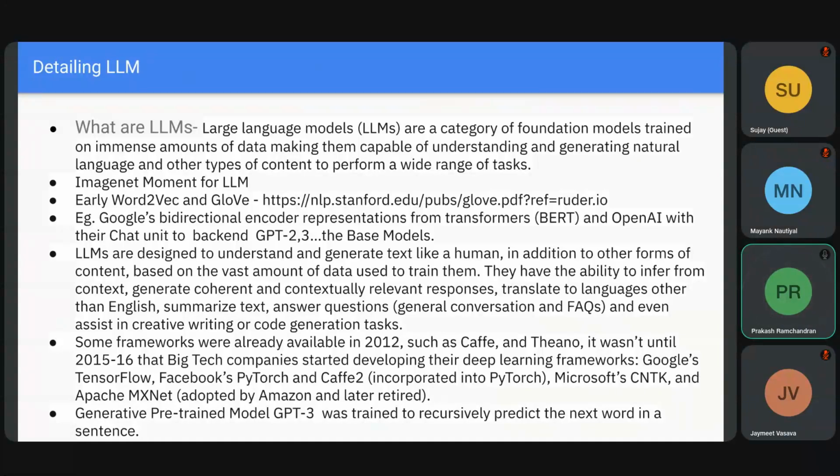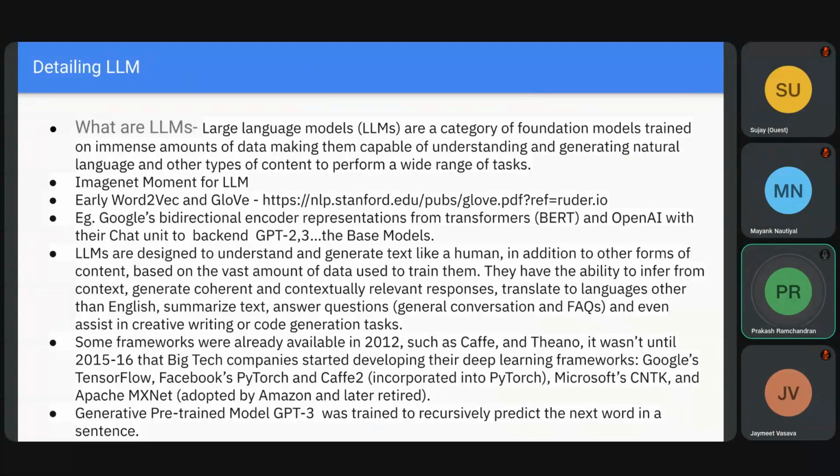When we started early, around 2012, Caffe and Theano were the real initial frameworks. But later on, big data and a lot of data started coming in. So Google started TensorFlow. Facebook started PyTorch. The originator of PyTorch is Facebook, in 2016.